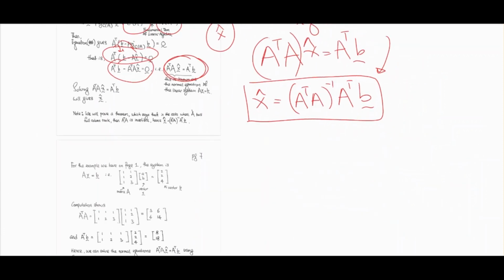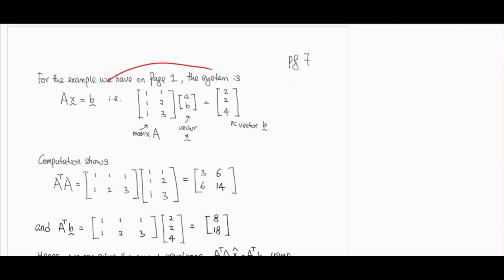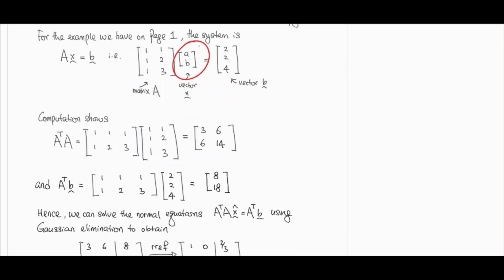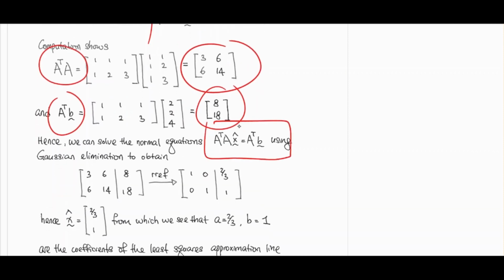Let me show you one example very quickly. Remember our example originally? Our example is this one. We want to find our x hat so that it will give us the least error. If you compute A transpose A, it gives you this matrix. A transpose b, computed, gives you this matrix. So this system right here can be solved after this.